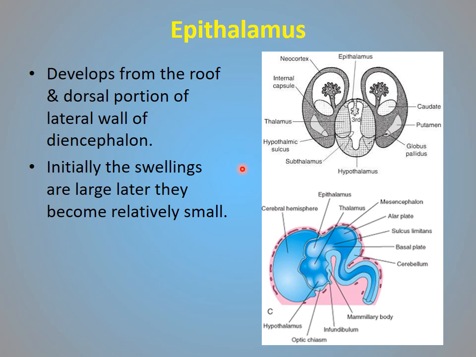Now, the epithalamus, as we have seen, arises from the dorsal part of the roof of the lateral wall of the diencephalon. So this portion of the epithalamus is separated from the thalamus by the epithalamic sulcus. And you can see here that this is the large swelling of the epithalamus, and below is the thalamus, which is separated from the most caudal portion, that is the hypothalamus. So this swelling of the epithalamus is initially a large swelling, and later on it becomes a relatively small swelling.